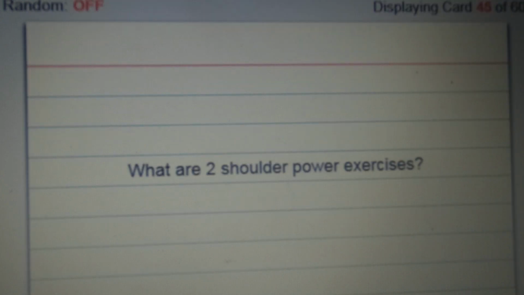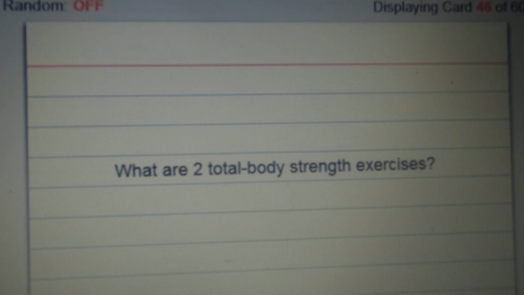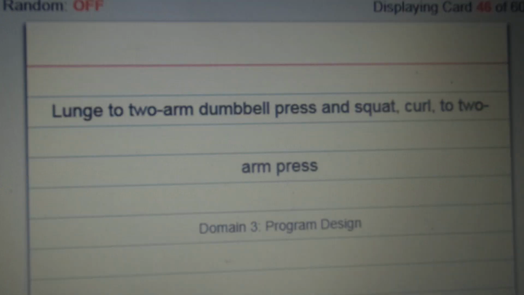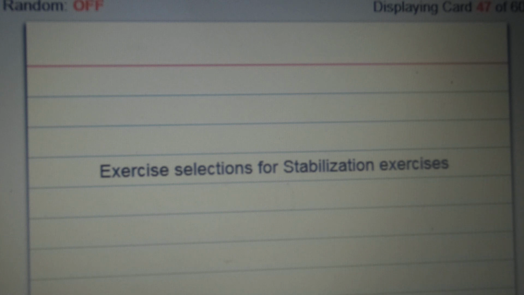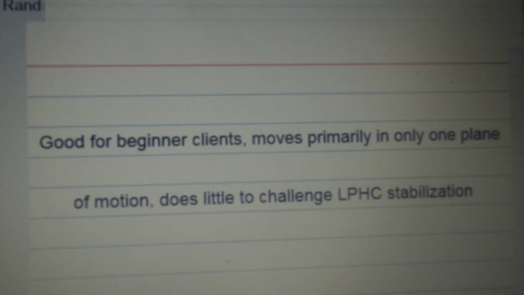What are 2 shoulder power exercises? Front machine ball oblique throw and overhead machine ball throw. What are 2 total body strength exercises? Lunge to 2-arm dumbbell press and squat curl to 2-arm press. Exercise selections for stabilization exercises. Total body, multi-joint, or single joint controlled unstable.